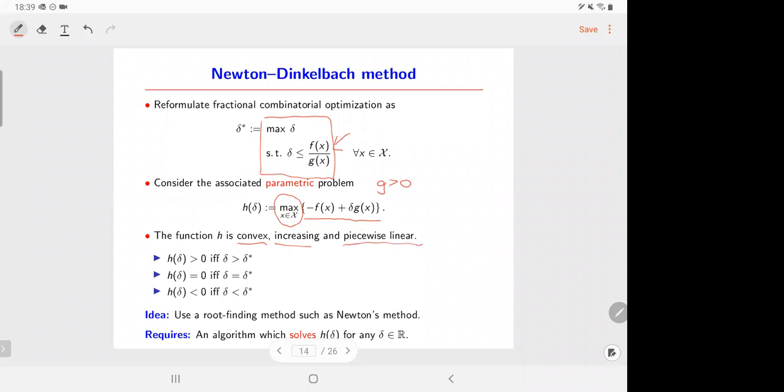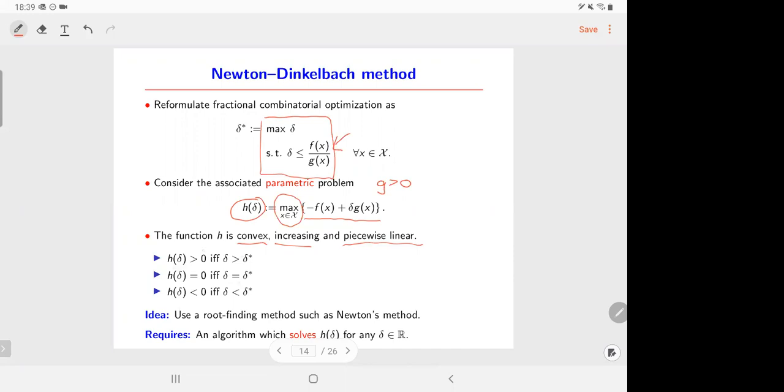So the function h is very nice. It also tells us that, because of these three properties, the function h has a unique root. And our goal now can be recast as finding the root of this function h. So if we have an algorithm to solve the parametric problem h of delta for any delta, then we can sort of determine at which side of the root we are.